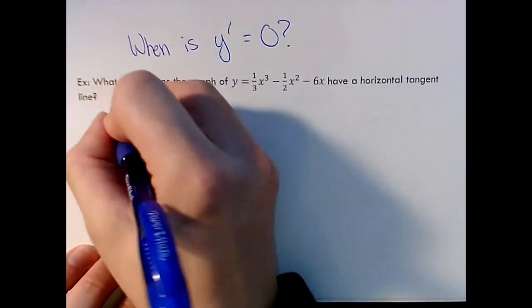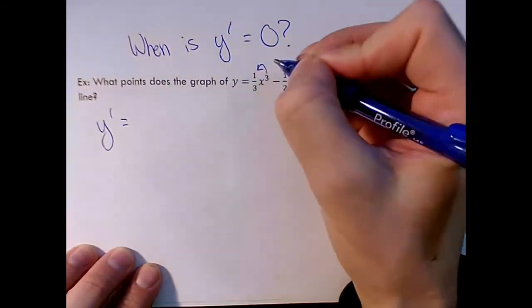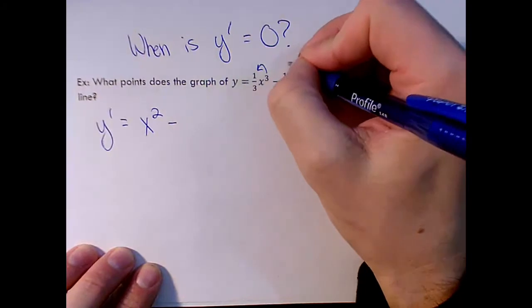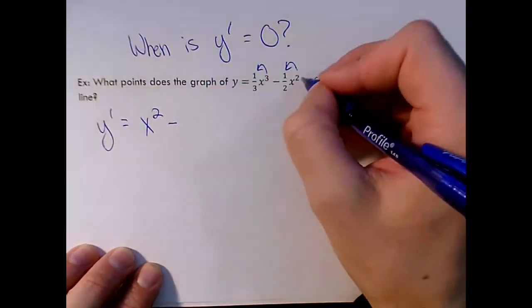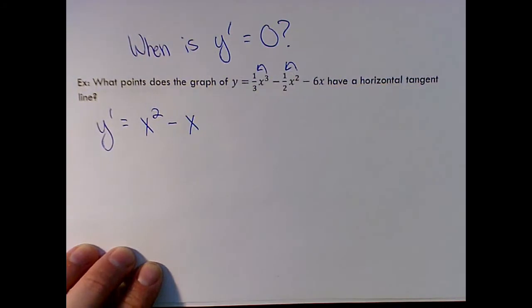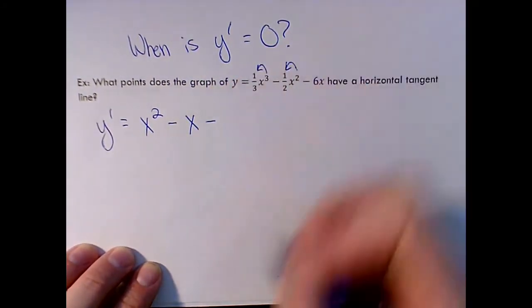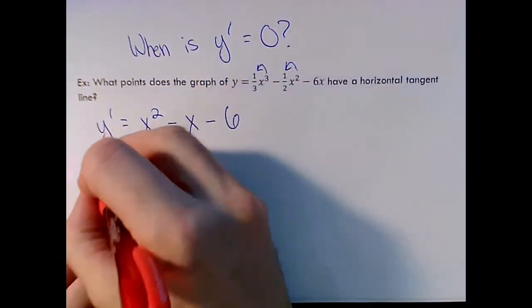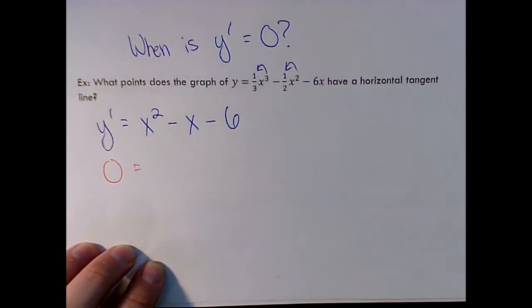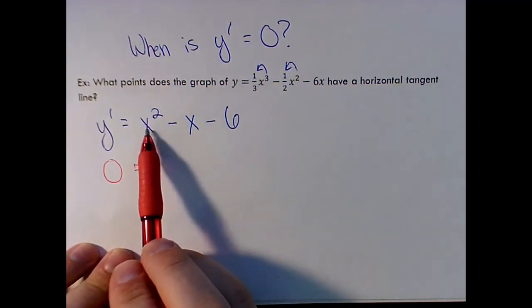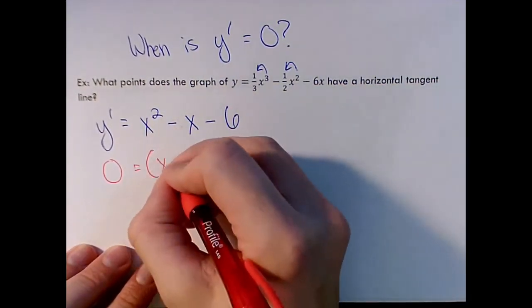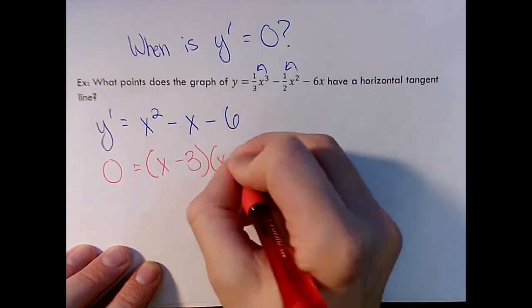So when is y prime, the slope of the tangent line, equal to 0? So let's find y prime. Y prime equals 3 times a third is just 1, x squared, minus 2 times a half is just 1. 2 minus 1 is x to the first, minus, it's just an x, so 6. Now I have to find out when this guy is equal to 0. So let's turn y prime into 0. And we're going to use the zero product property and figure out the two numbers that add up to negative 1 and multiply out to negative 6. And of course, algebra 2 rings a bell. And that's going to be our guy right there.